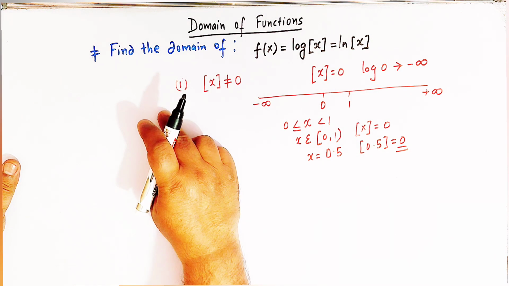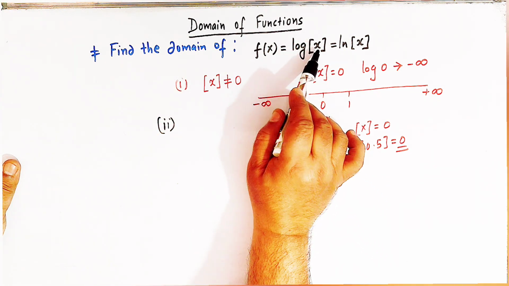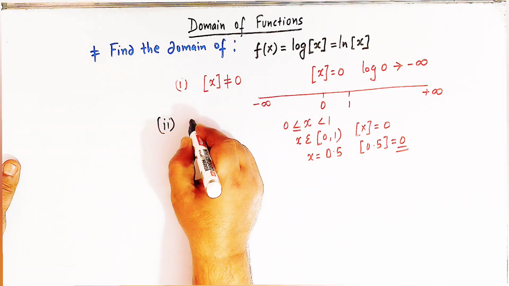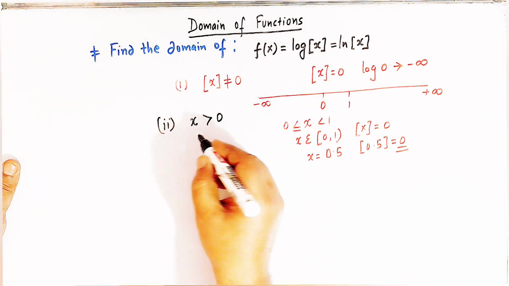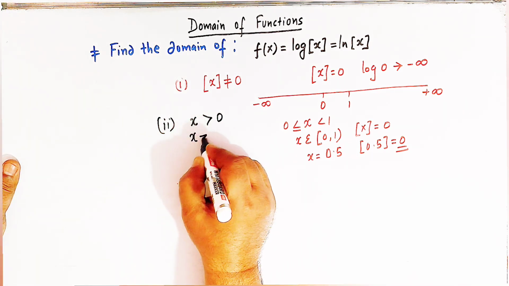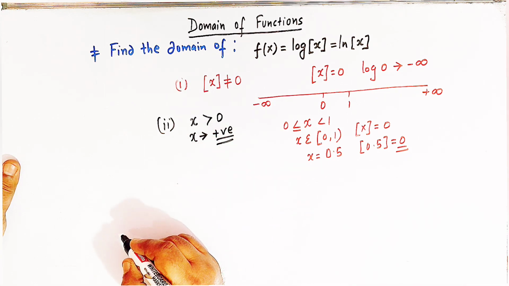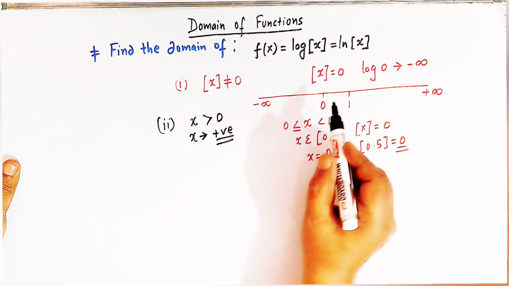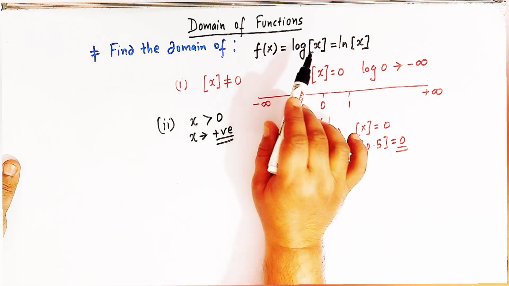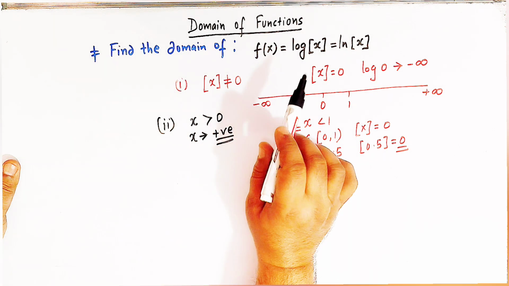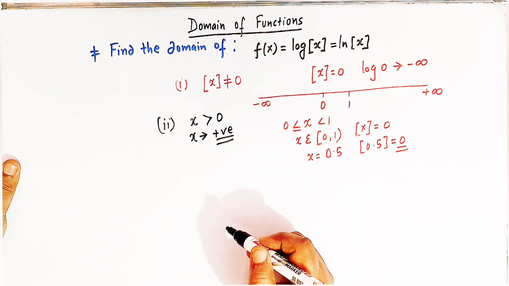Now the second important point is that here we have the greatest integer of x, right? And this x must be greater than 0, or in other words, x should be a positive real number, right? We can easily discard all the negative numbers, because the greatest integer of a negative number will give us a negative number, right?